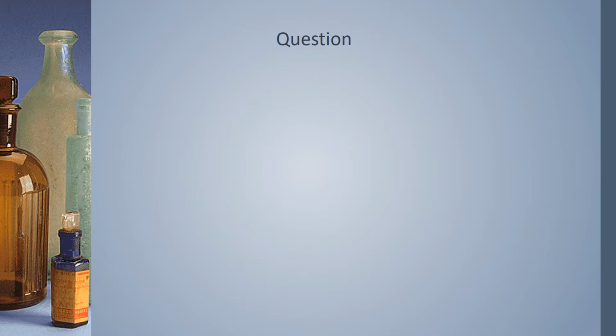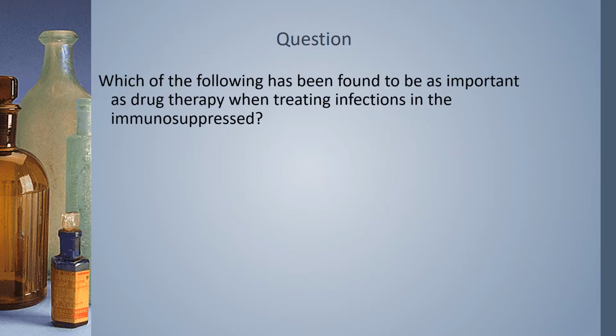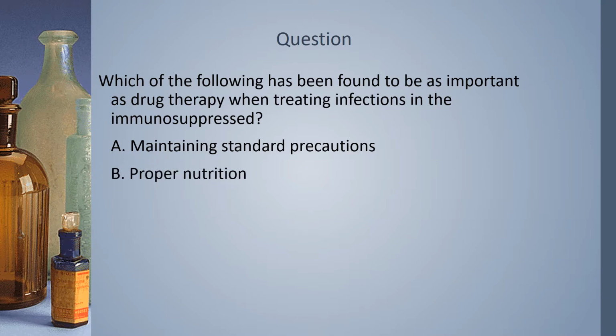So let's look at a question. Which of the following has been found to be as important as drug therapy when treating infections in folks who are immune suppressed, so where they have a depressed immune system? A, maintaining standard precautions. B, proper nutrition. C, good hand washing. Or D, exercise. So give that some thought, and on the next slide we'll take a look at the answer.